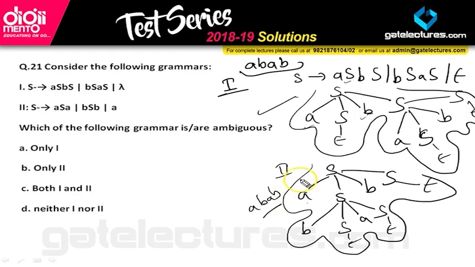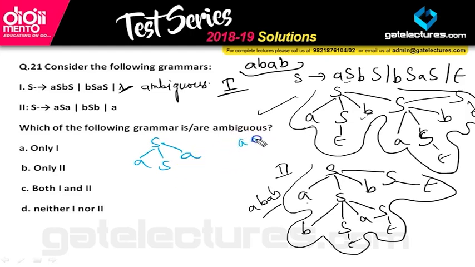I'm getting the same string but a different parse tree, so the first grammar is ambiguous. Okay, now let's look at the second grammar. The second grammar is S → aSa.